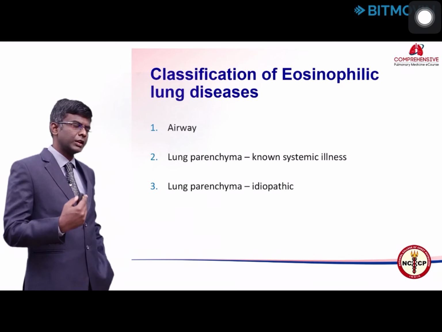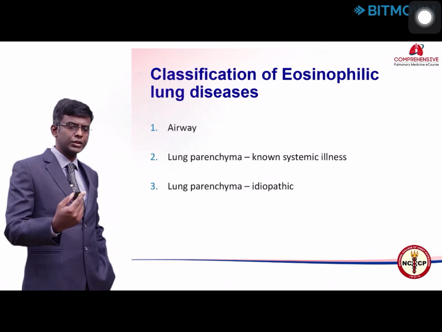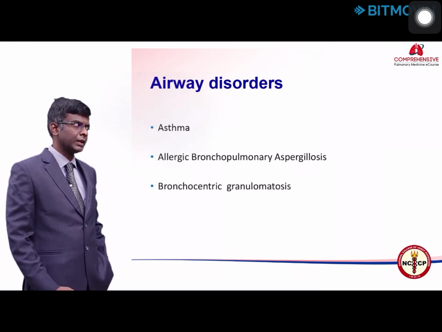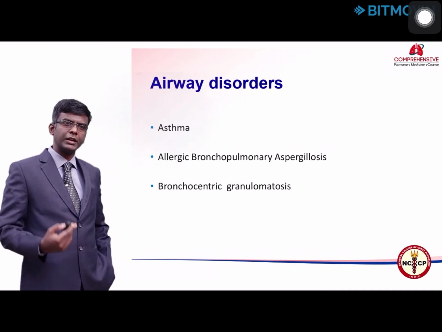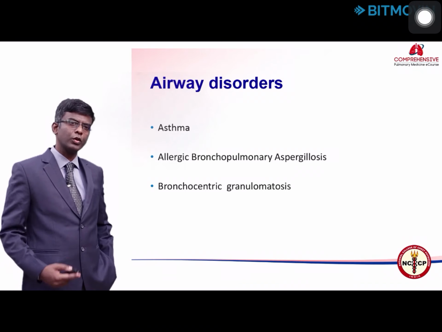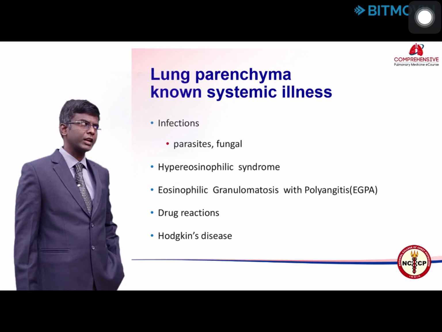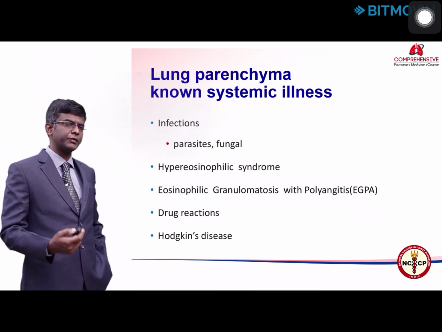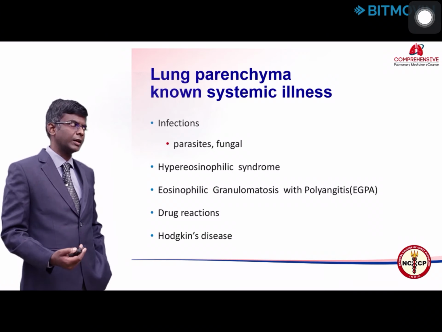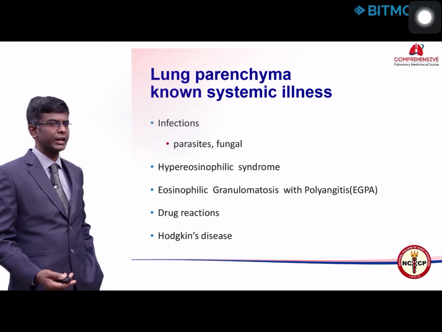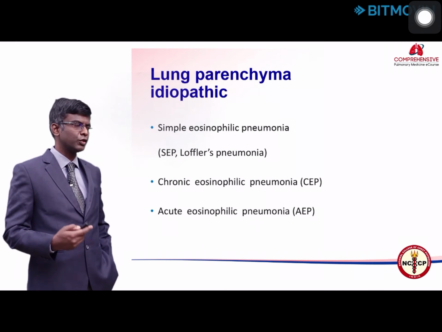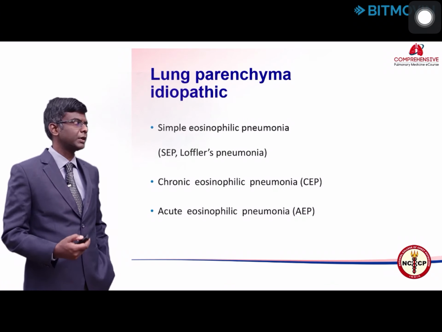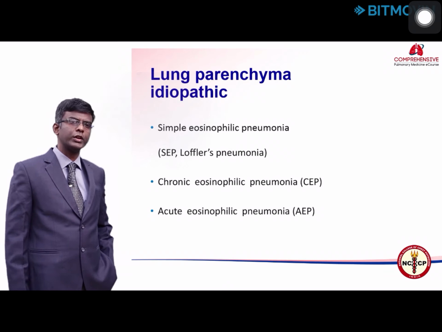Classification of eosinophilic lung disease can also be based on the site of involvement. It can be predominantly airway involvement or lung parenchymal involvement. In airway involvement, it can be asthma, allergic bronchopulmonary aspergillosis, or bronchocentric granulomatosis. Lung parenchymal disorders can often be with systemic illness like infections, parasitic or fungal, hypereosinophilic syndromes, EGPA, drug reactions, and lymphoma. With no systemic involvement or cause, it can be idiopathic, as in simple eosinophilic pneumonia and acute and chronic eosinophilic pneumonia.